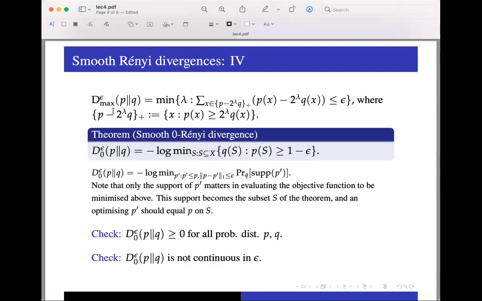So here we call an alternate characterization of d epsilon max. Let us look at the other end of the spectrum. So we are going to look at the smooth zero Renyi divergence. Okay, so d0 epsilon of P with respect to Q has this nice expression, very short, very sweet.